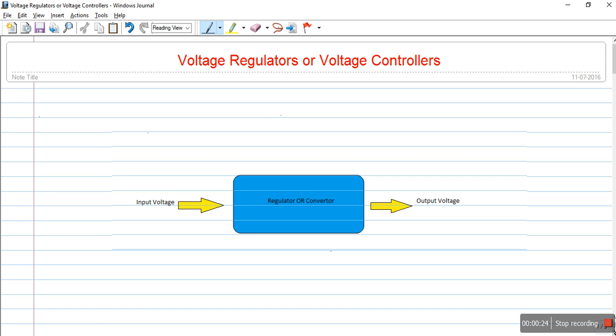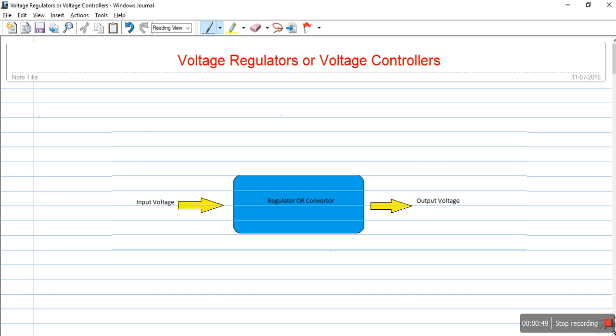So is there any difference between voltage regulator and voltage controller? Basically, yes, there exists a difference. A voltage regulator is something which regulates the voltage. Doesn't matter what the input voltage is, I want my output voltage to be fixed irrespective of the input voltage. That is what we call the regulated output voltage. But on the other hand, controllers let you control the voltage.